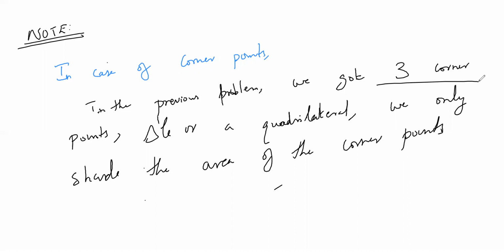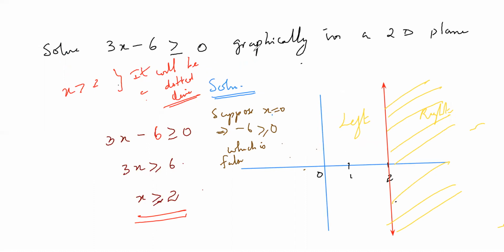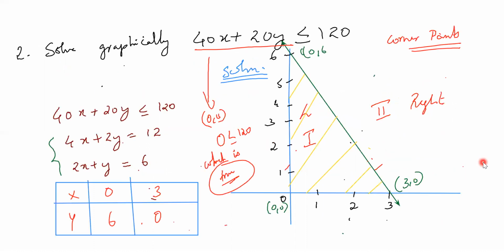Let's take this example. Here we don't have any corner points. There is not a triangle or a quadrilateral here. It is just a line parallel to the y-axis, x is equal to 2. So since we don't have any corner point, we shade all of that part. Also remember one important thing: if it is less than, it will go down, and greater than goes upwards. This is a shortcut I have developed through the years.